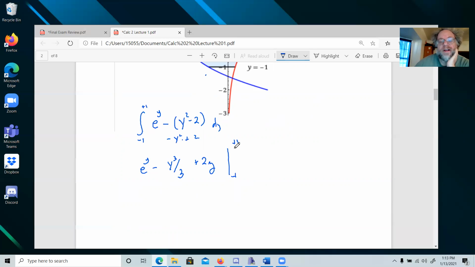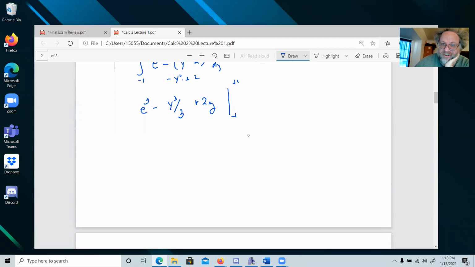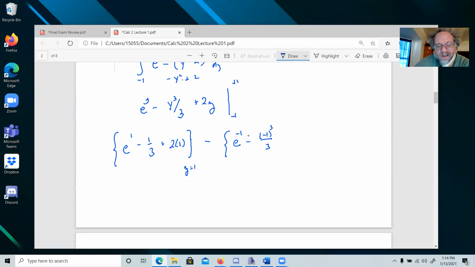So now we have to do the hard part, right? The integration, the calculus is actually not so bad. Now we have to do arithmetic. That's where it gets to be difficult. So the way I like to do this is I like to say, well, this is e to the 1 minus 1/3 plus 2 times 1. And this is y evaluated at 1. Minus, okay, and let's put a -1 in here. We have e to the -1 minus, and we have -1 cubed here over 3. Okay, you got to be careful with signs. Plus 2 times -1.